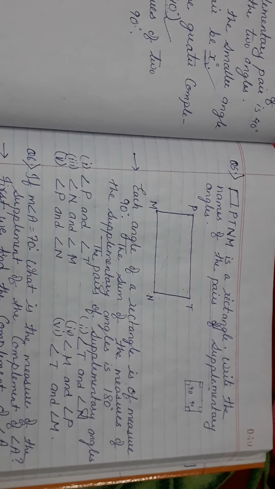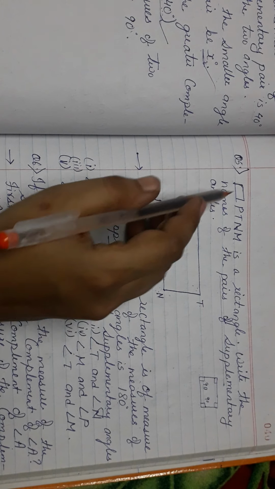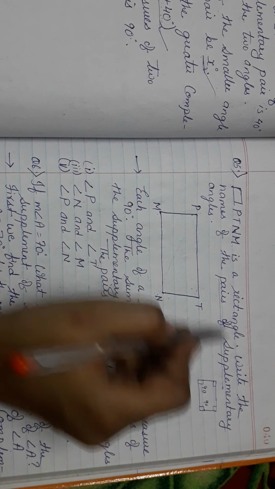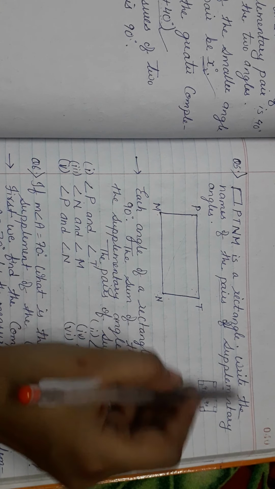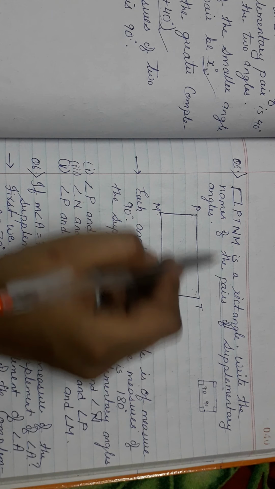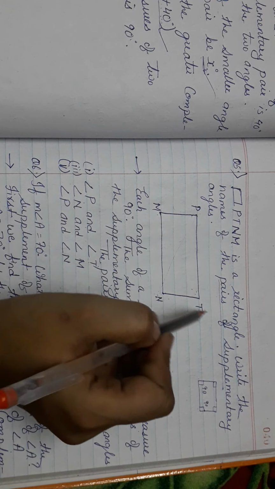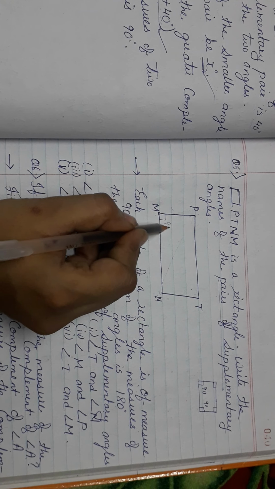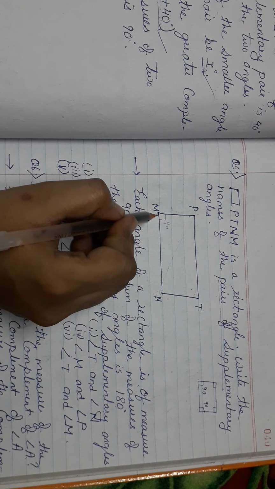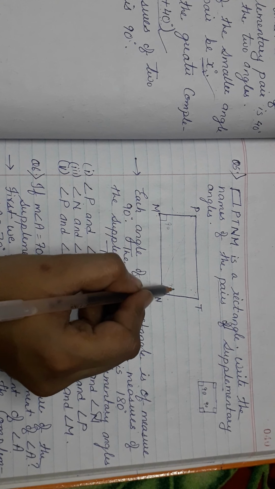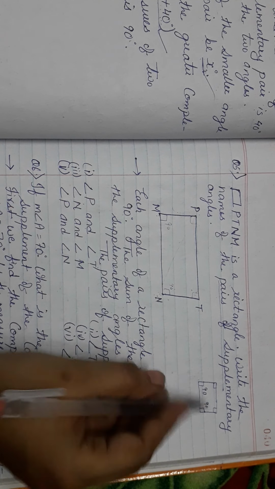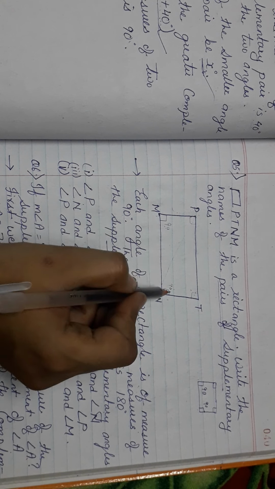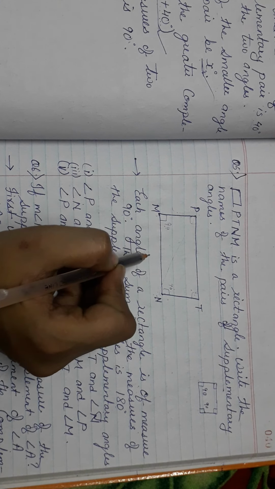So now we will shift to question number 5. PTNM is a rectangle. Here they have given you the figure. Write the name of the pair of supplementary angles. That means you have to find the pairs of supplementary angles. Students, this angle is of 90 degrees, right? This angle is 90 degrees, and this is also 90 degrees. This will also be 90 degrees, and this will also be 90 degrees. Here I have drawn it, see. So that means 90 plus 90 will give you 180 degrees, students.